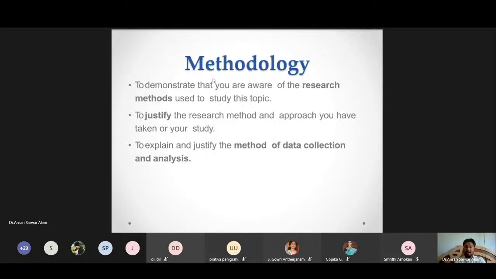Next, the methodology part. You should demonstrate that you are aware of the research methods used to study the topic. You should justify the research methods and approach you have taken for your study, and explain and justify the methods of data collection and analysis.